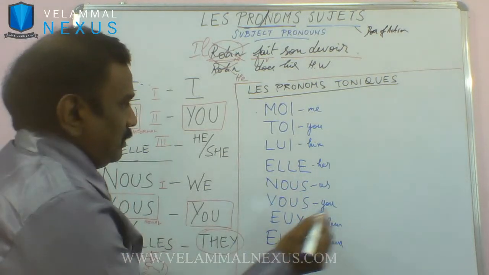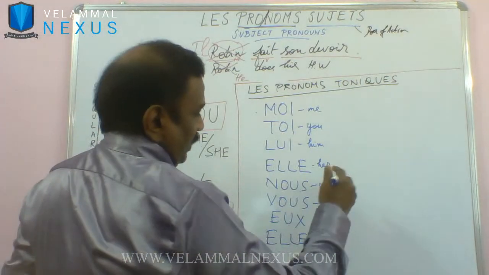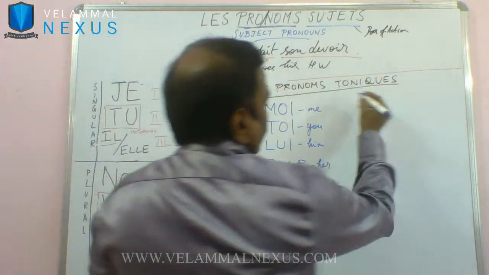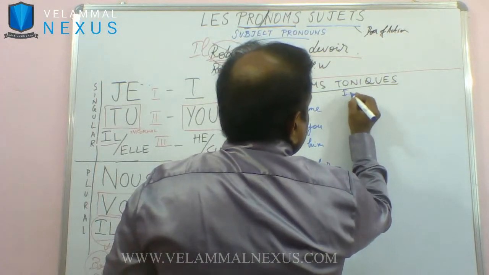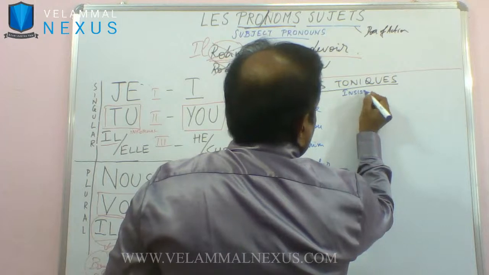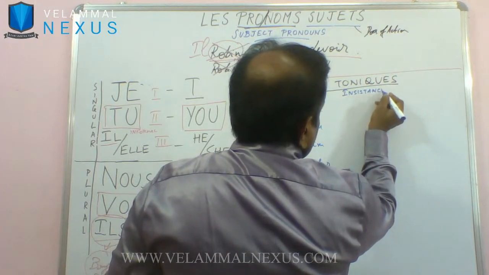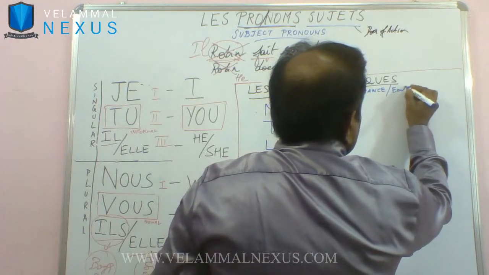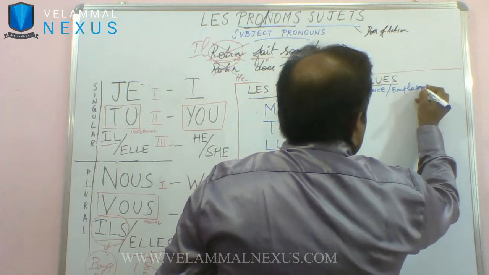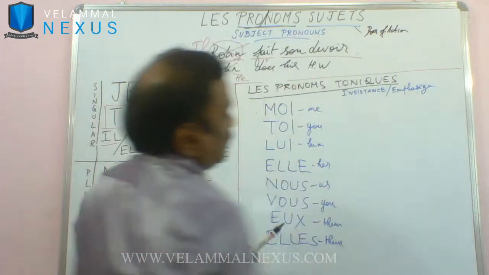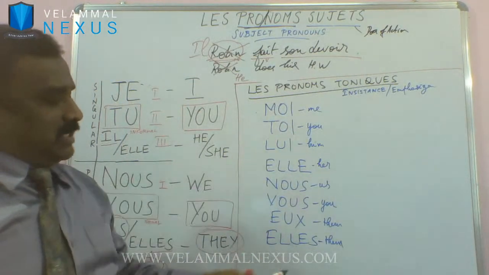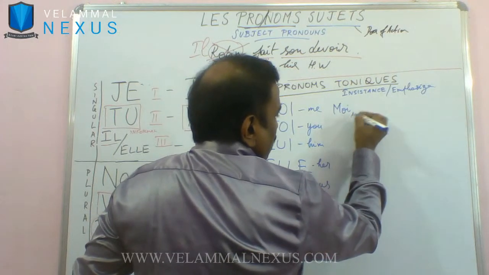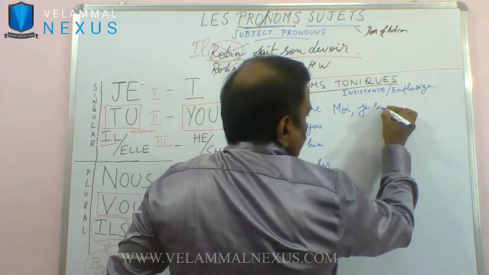It's better I should have done it before. Okay. Now, where is this used? As I told you, it is used for insistence or emphasis. To emphasize or insist, we use this. It will come at the beginning. For example, I'll write: moi, je suis professeur.